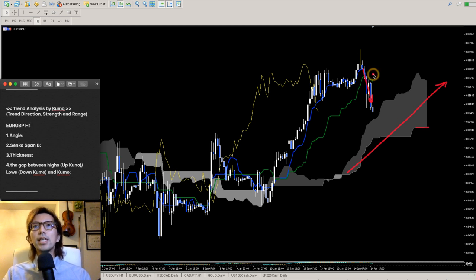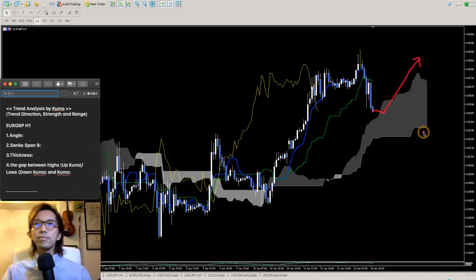more concrete information here, right? And also the high right here is a little bit closer to the previous high, so that also means the market is losing its momentum right now. However, if you look at the Kumo, the thickness of it, it's pretty thick, right? The Kumo is pretty thick, and that means visually most likely the price will bounce off to the upside. So that would be an expectation here.